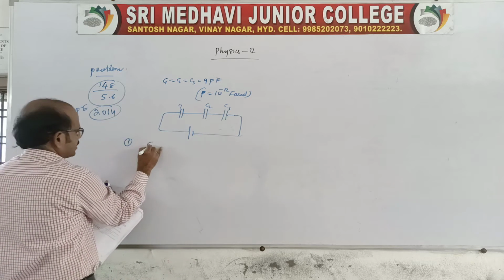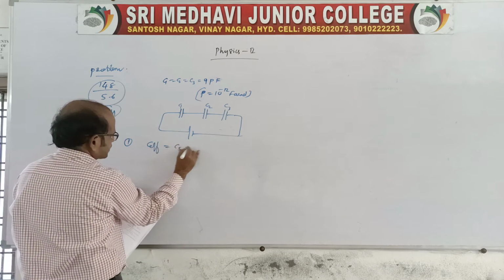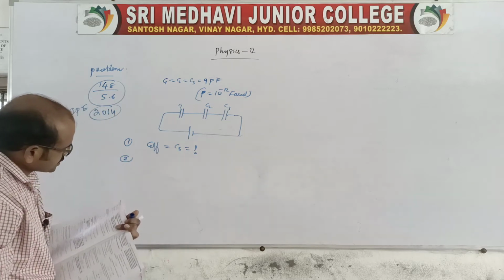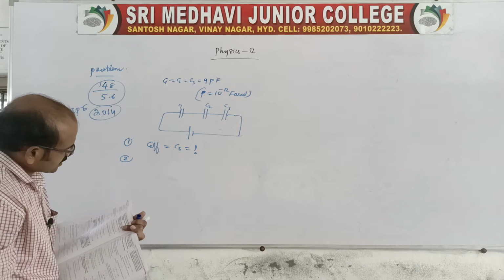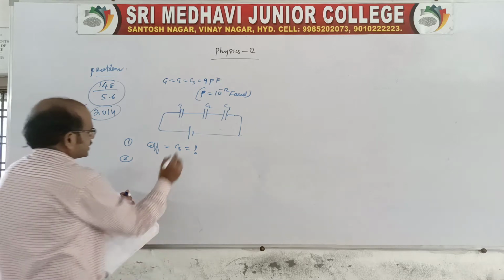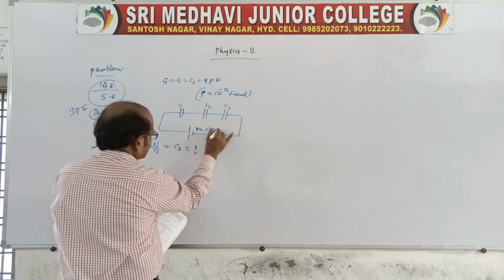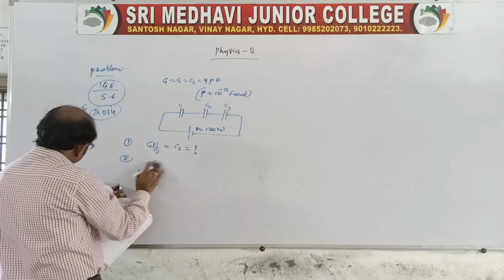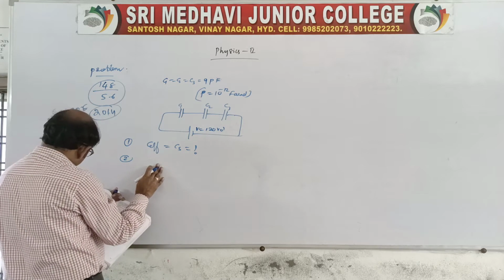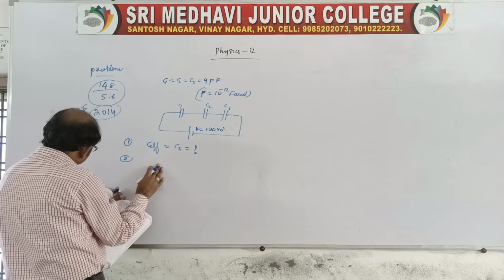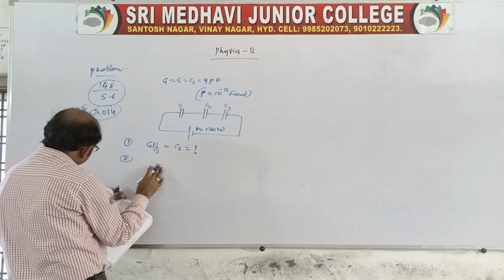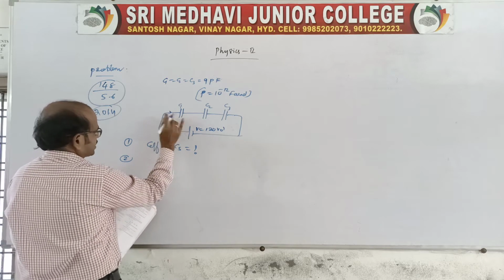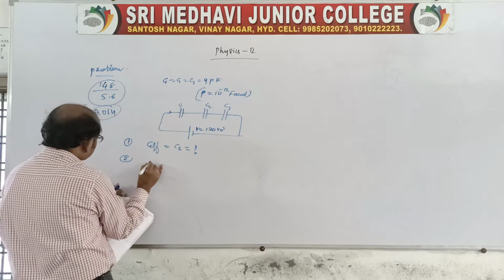The first part asks for the total or effective capacitance in the case of a series combination. The second part asks what is the potential difference across each capacitor if the combination is connected to a 120 volt supply. So it is asking for the potential difference.